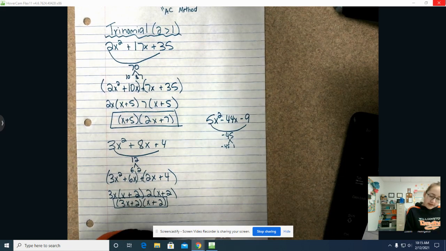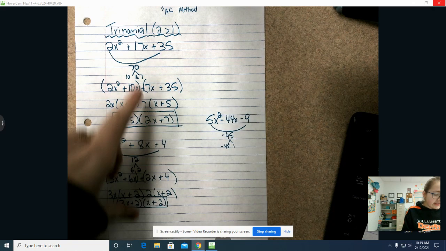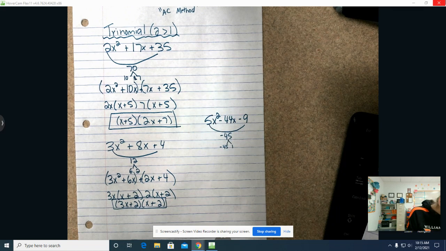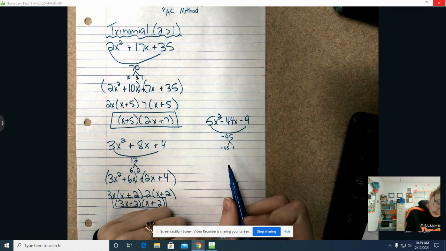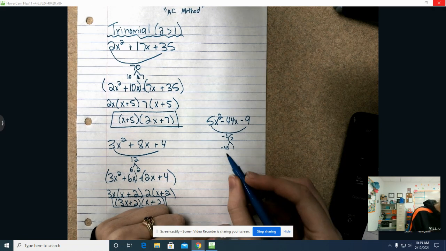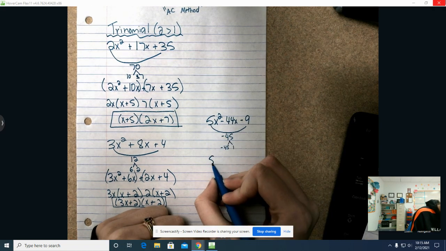So for this one, it's really not as apparent which one you should put next to the 5 or which one you should put next to the 9. So if ever you do this and you get down to here and your parentheses aren't the same, that most likely means you need to switch them. So for this one, we'll put the 1 with the 5 because those are smaller numbers.